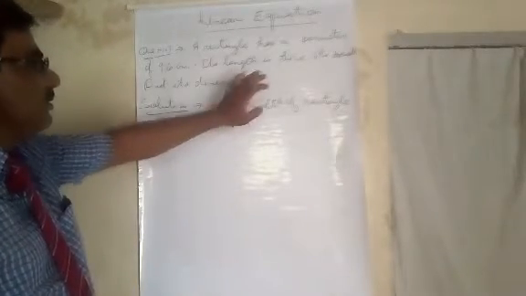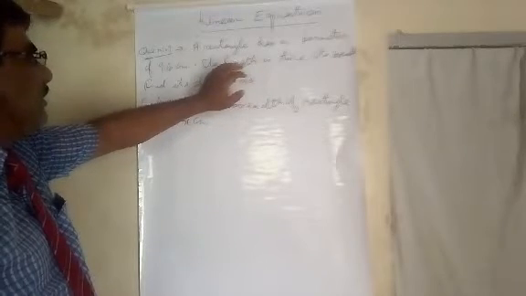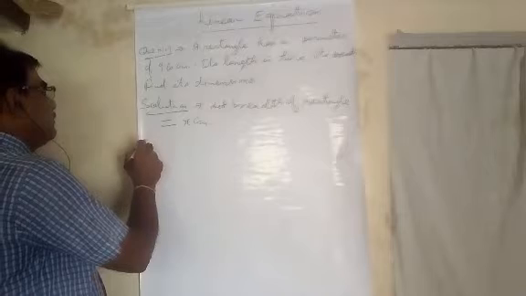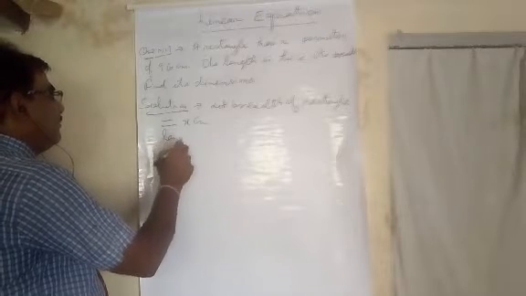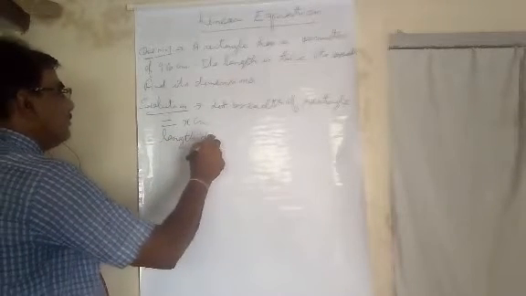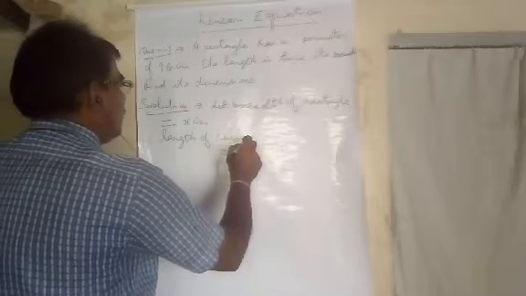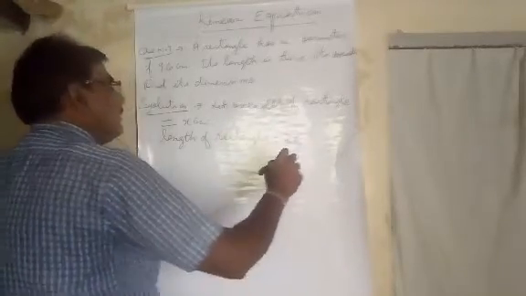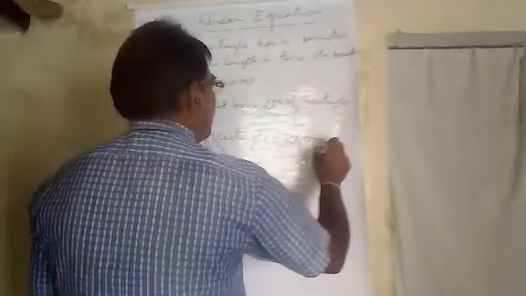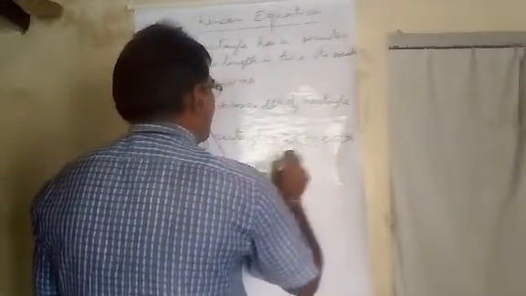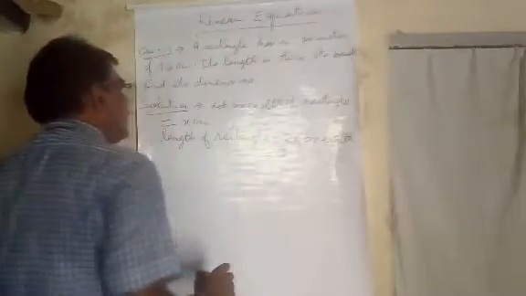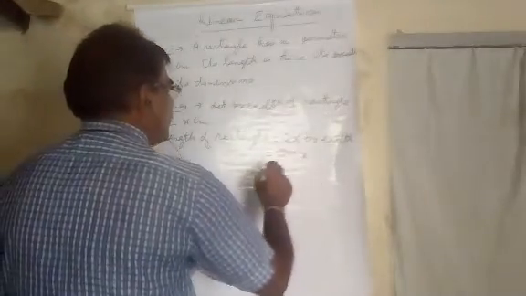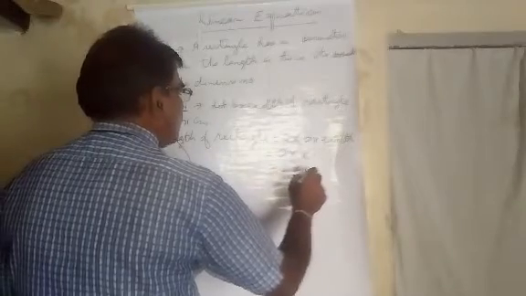Now length is twice its breadth. Therefore length of rectangle equals twice its breadth. Breadth is x centimeter. Therefore 2 into x equals 2x centimeter.